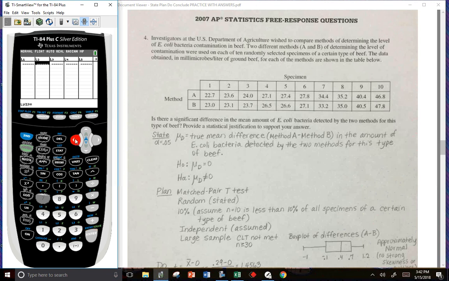Okay. Let's run the test really quick on the calculator. I'm trying to speed through these so I can get to some more examples, so I'm skipping stuff, but you can go back and read this if you want to. To actually run the test, I would do STAT, TESTS. What kind of test is it? Matched pairs t-test is not there. That's just a t-test. Y'all get me?